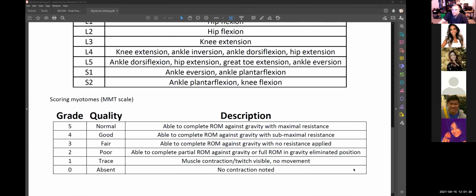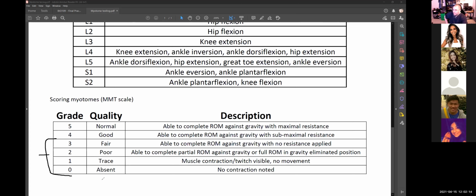The only other thing we'll talk about is the grading. For the most part, all of your patients are going to be 5 out of 5s. Right? It's able to complete the motion with maximal resistance. We will get much more into the weeds next semester. I'm not going to specifically ask you what a grade 1 muscle test is. That's next semester. Dr. Johnson may ask you on your written test.